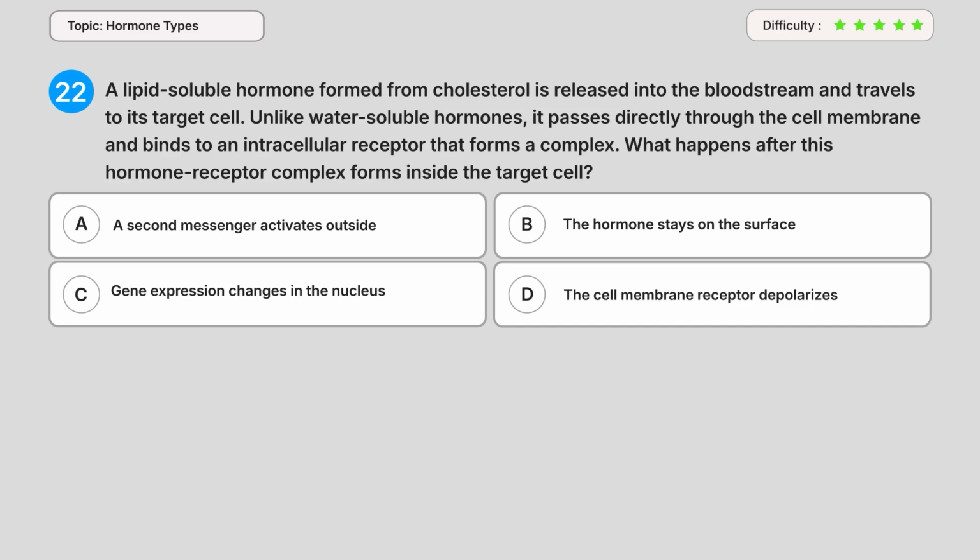A. A second messenger activates outside. B. The hormone stays on the surface. C. Gene expression changes in the nucleus. D. The cell membrane receptor depolarizes. Do you know the answer?